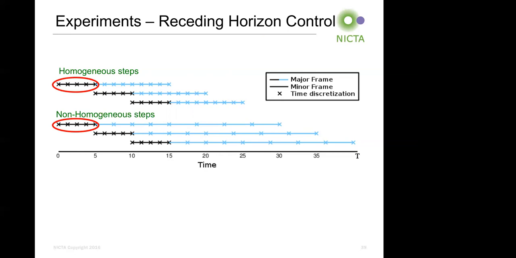But the difference with non-homogeneous time steps is we can use the dilation that we talked about earlier in the presentation. So for the same number of time steps, we can extend that major frame over a longer distance, so we can predict further into the future.